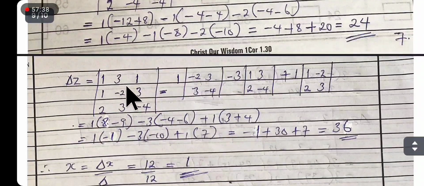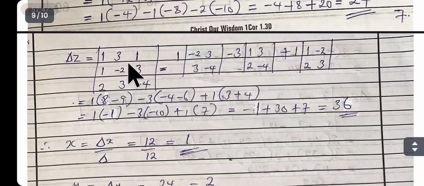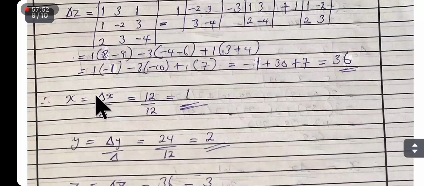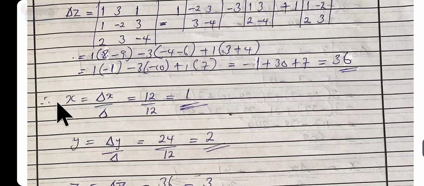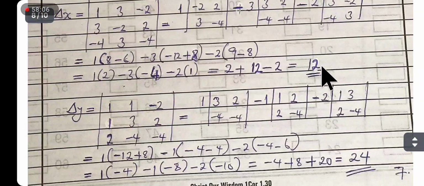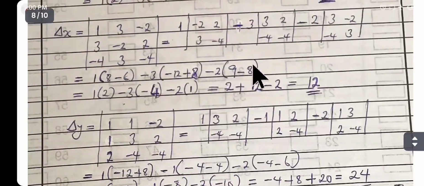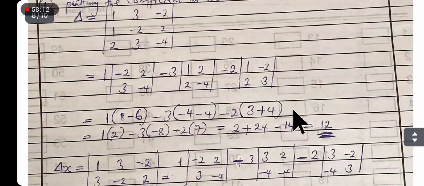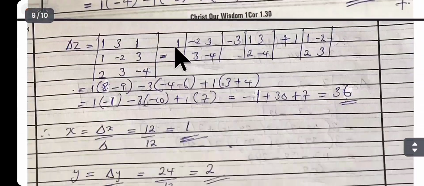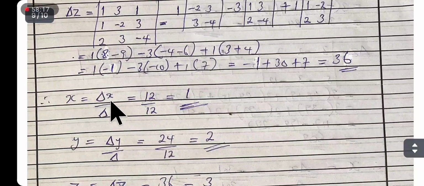Also, with respect to z, in the column of z, we replace it with the constants 1, 3, and minus 4. And we find the determinant again. You can pause the video, look at the solving, and you will find out that the answer is 36, step by step. Then, therefore, if we get the value of x now, x is going to be determinant with respect to x all over the single determinant. Determinant with respect to x we find is 12 from up there. And then the single determinant we find is still 12 too. Look at it here.